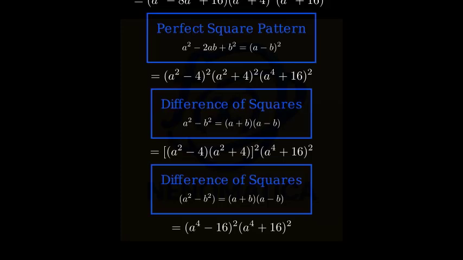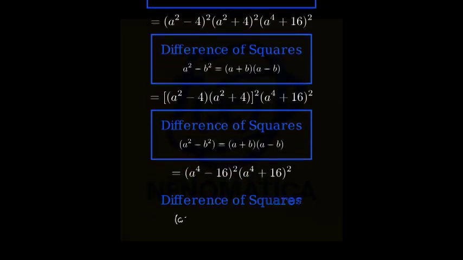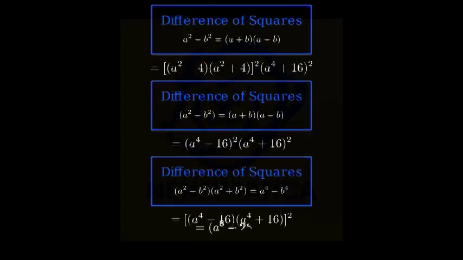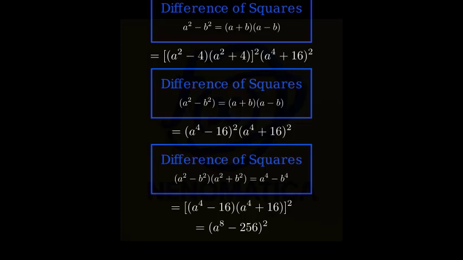Now, let's continue our simplification. We can express this as (a⁴ − 16)(a⁴ + 16)². Again, using the difference of squares pattern, we know that (a⁴ − 16)(a⁴ + 16) equals a⁸ − 256. So our expression becomes (a⁸ − 256)².